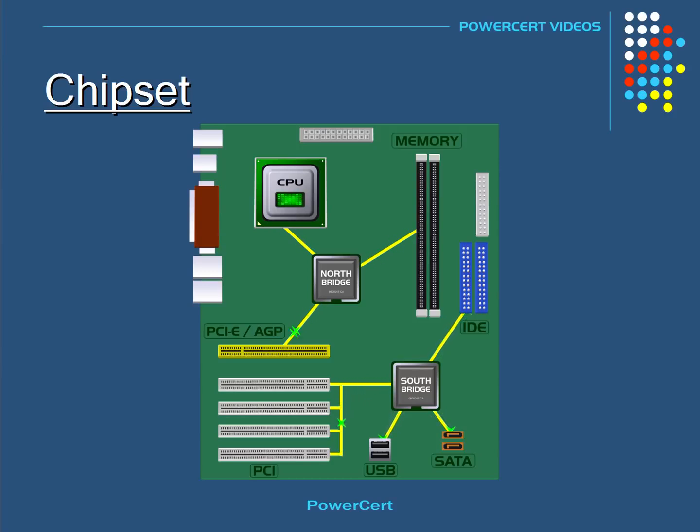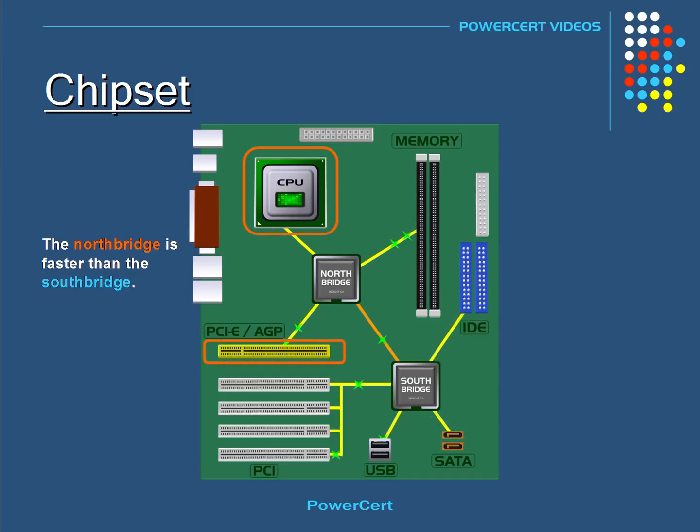Now both the North and South Bridge make these connections to various parts of the motherboard using pathways called a bus. And a bus is simply a set of pathways that allows data and signals to travel between components on the motherboard. The motherboard contains several kinds of buses that vary in speed and bandwidth. So for example, if a bus speed is said to operate at 66 MHz, then that means that particular bus can send data at 66 million cycles per second. The higher the bus speed, the faster the computer can send data, which improves the performance of the computer.